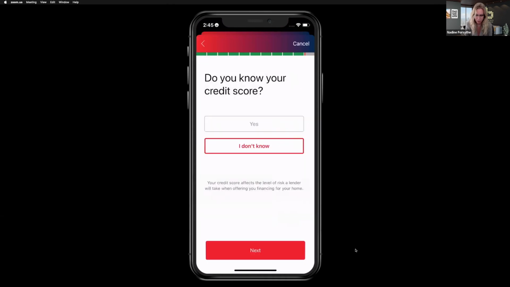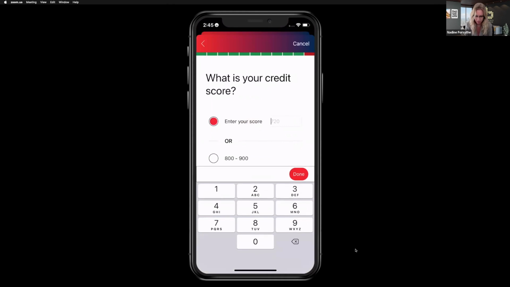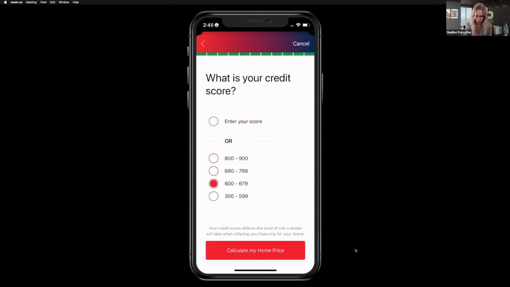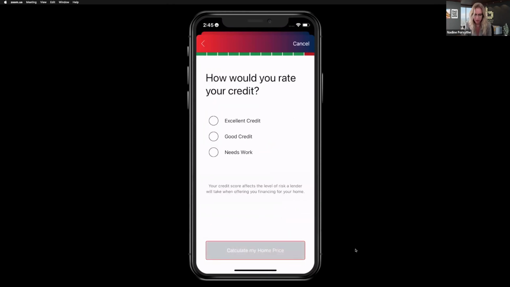I just want to show everyone, if you were to know your credit score, you could actually enter the exact number if you know it. Or you can choose from a bracket. But you did mention that you don't know yours. So what would you say? Is it good? Needs work? It's got to be excellent.